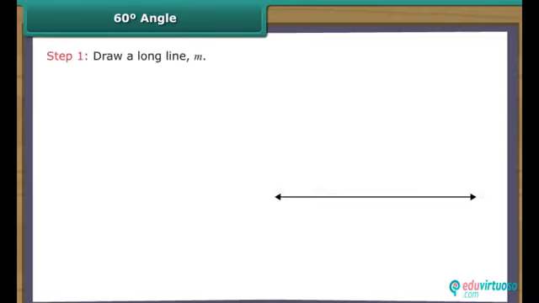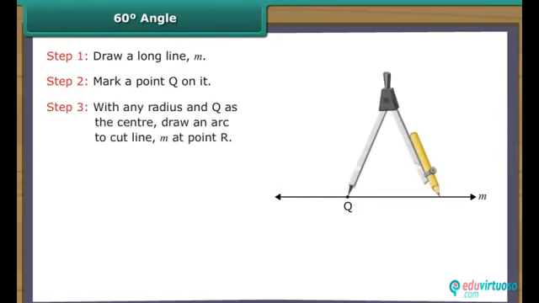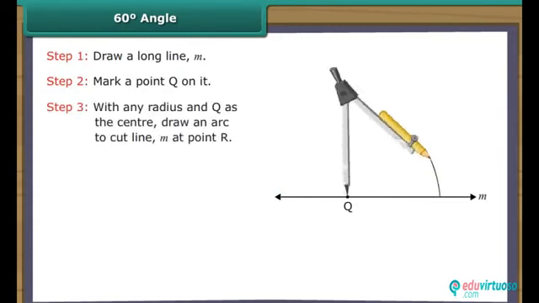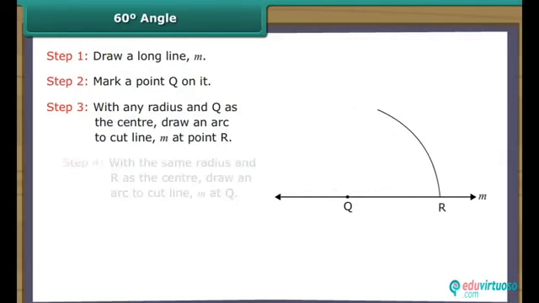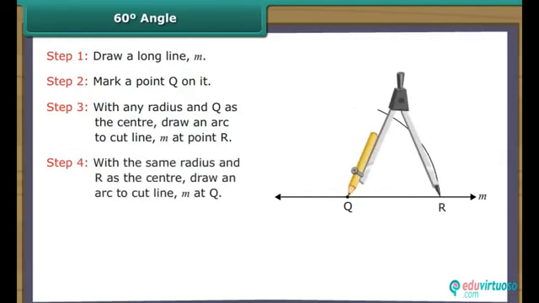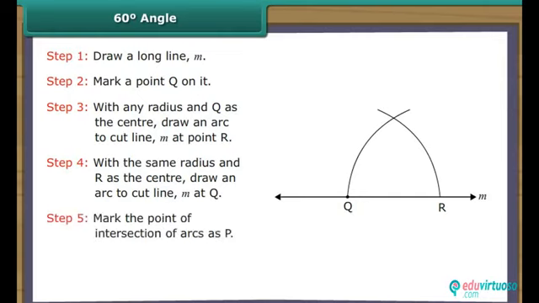Draw a long line M. Mark a point Q on it. With any radius and Q as the center, draw an arc to cut line M at point R. With the same radius and R as the center, draw an arc to cut line M at Q. Mark the point of intersection of arcs as P. Join P to Q. Angle PQR is formed.